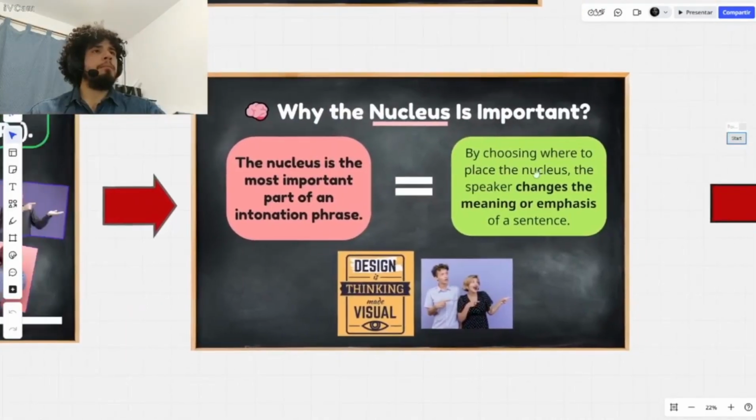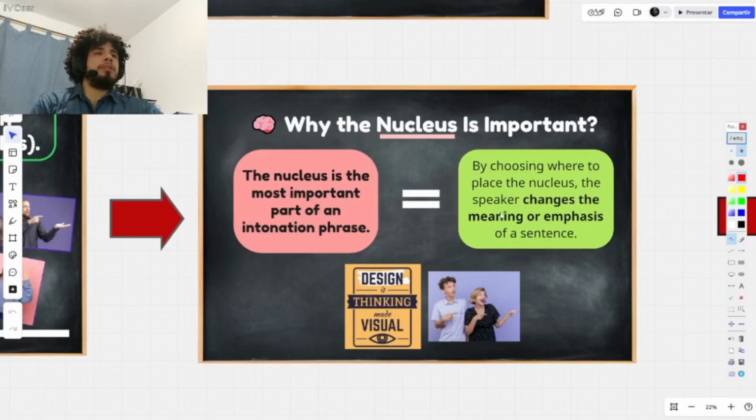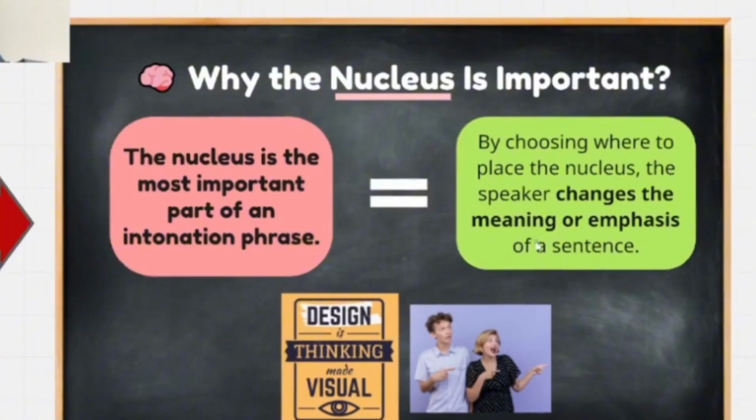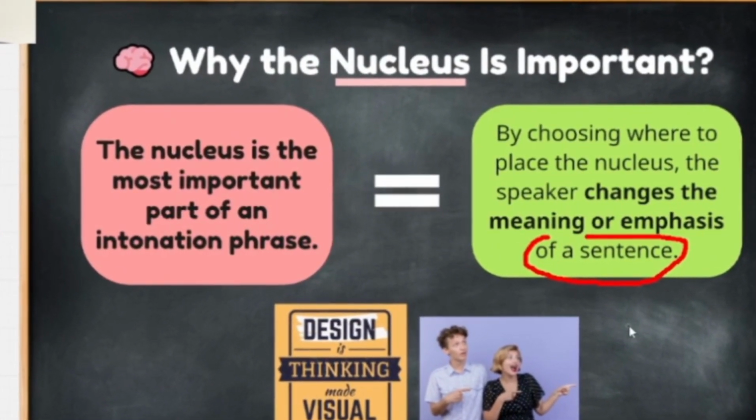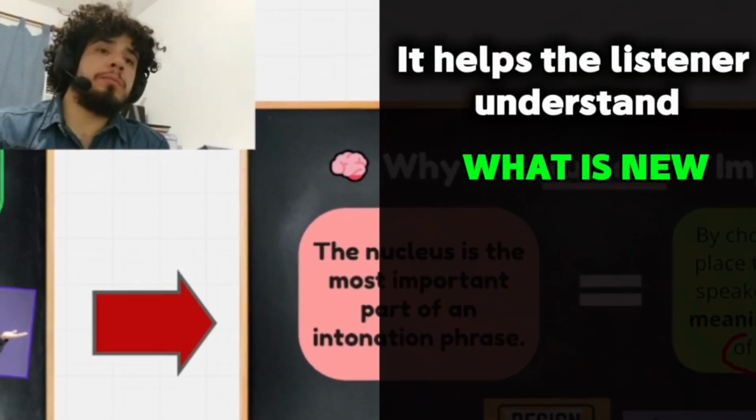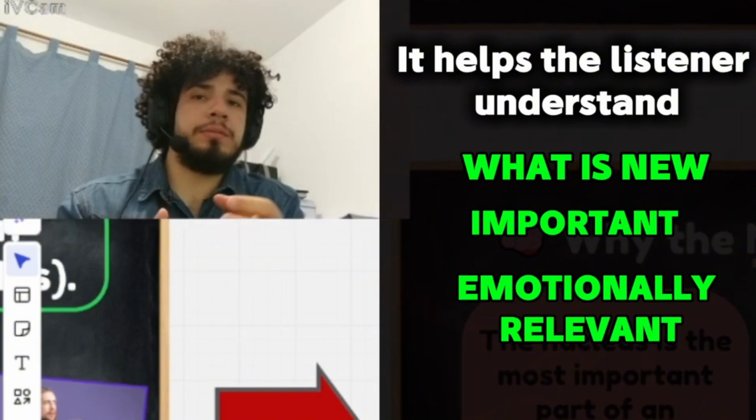Alright, good. But why is the nucleus important? The nucleus is the most important part of an intonation phrase. By choosing where to place the nucleus, the speaker changes the meaning or emphasis of a sentence. Okay, so it helps the listener understand what's new, important, or emotionally relevant in the message.